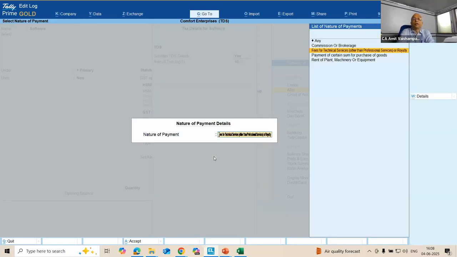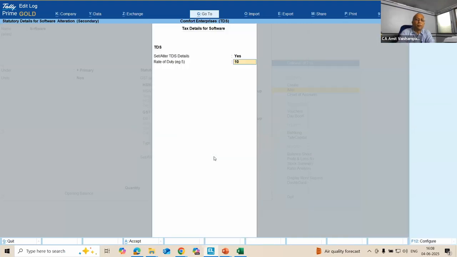In this case, you have taken it as software. So we have selected this particular nature of payment and then the rate. This is how we have to configure TDS on stock.